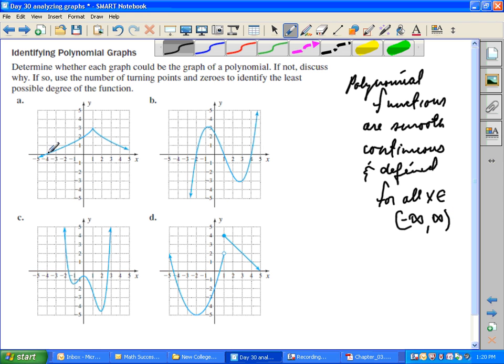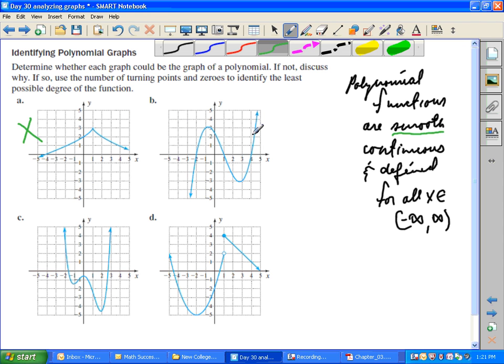So when you look at this one, right away I can tell you this is not a polynomial function. It might be like an absolute value function because it has this very sharp point here. And what did I say over here? I said polynomial functions are smooth. So this is not a polynomial function.